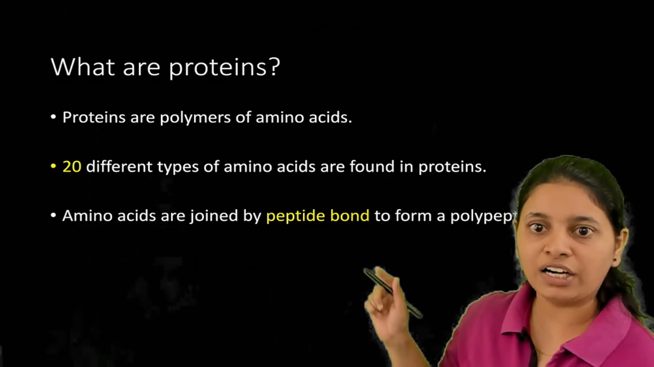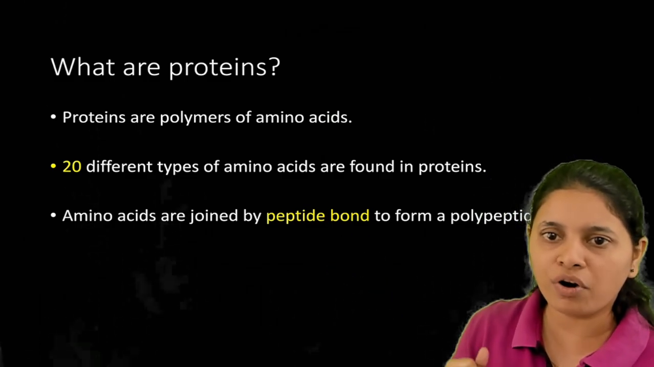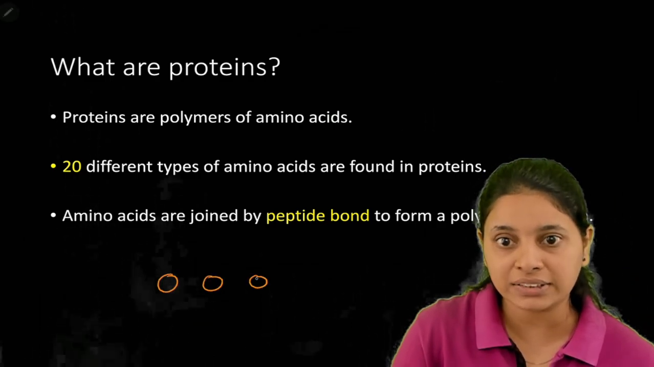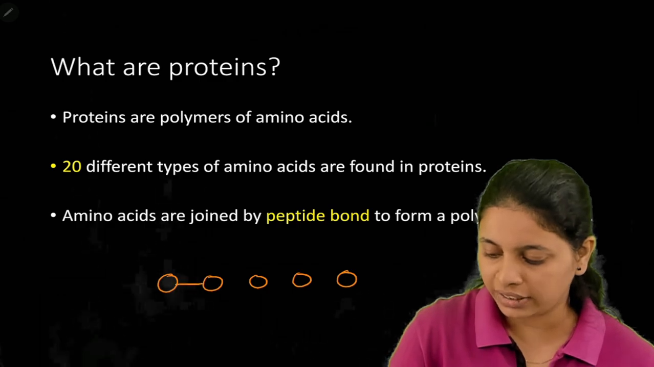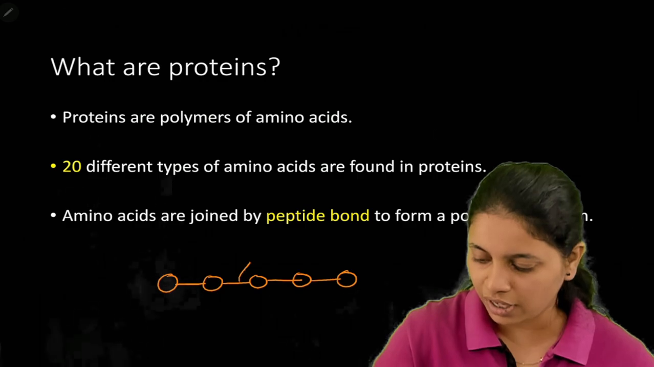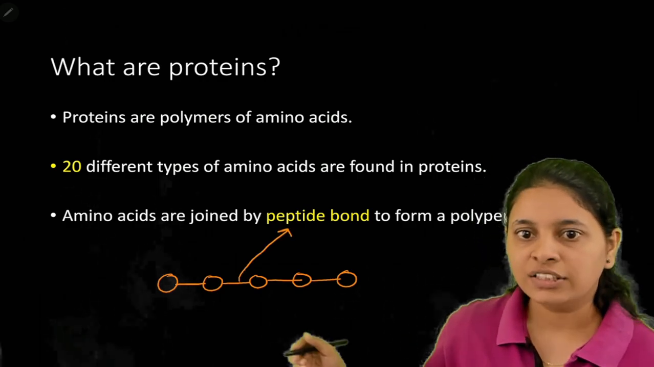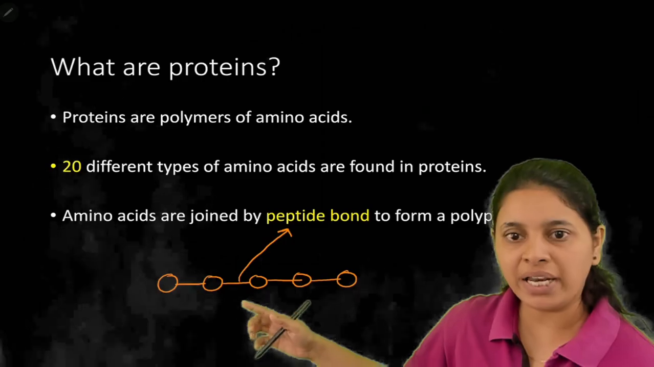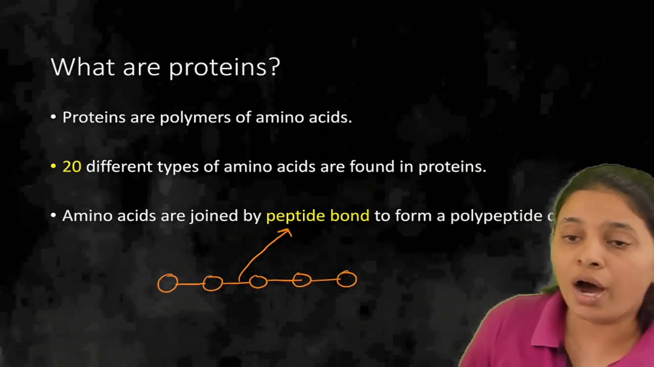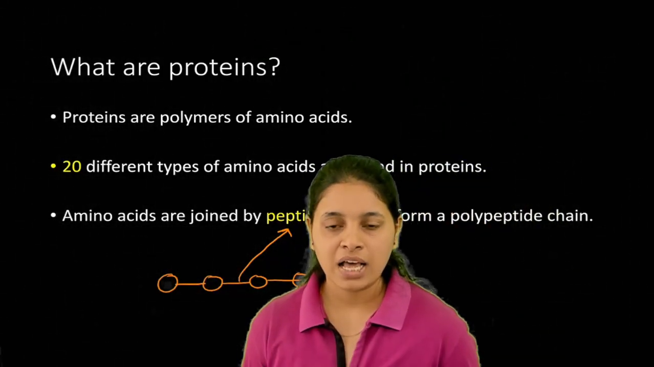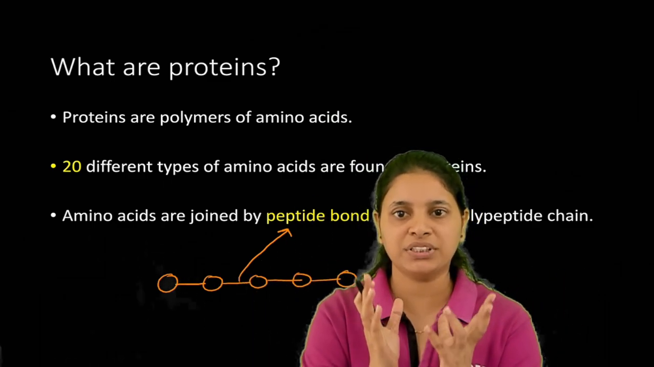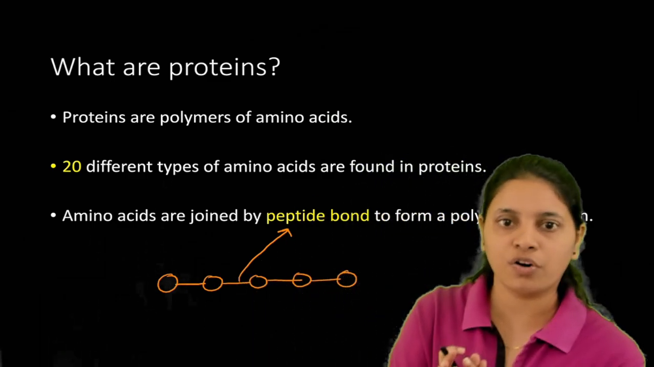These amino acids are joined by a very strong covalent bond called peptide bond. So if you take amino acids, let's say these are amino acids, and join them, the bond which is connecting the amino acids is actually the peptide bond, right? This entire chain with many amino acid residues connected by peptide bonds is called a polypeptide chain. This polypeptide chain, when coiled and twisted in a specific manner, will form a 3D structure called protein.